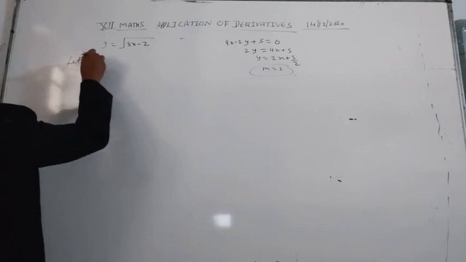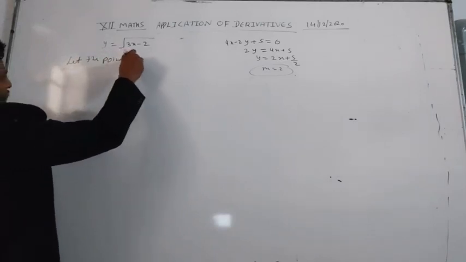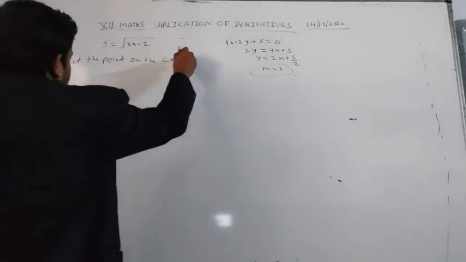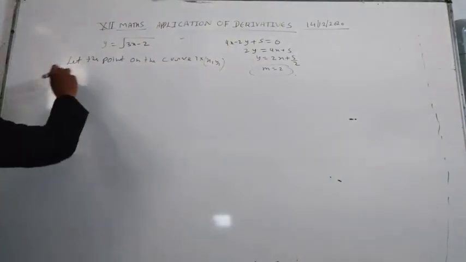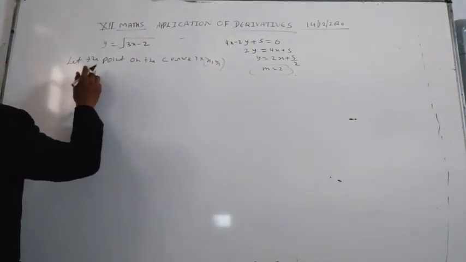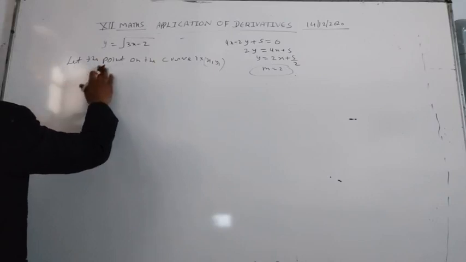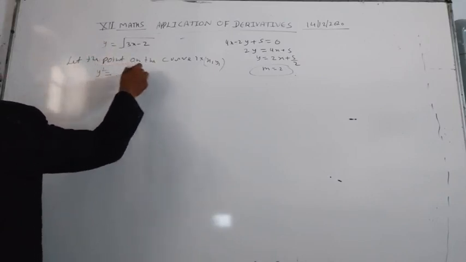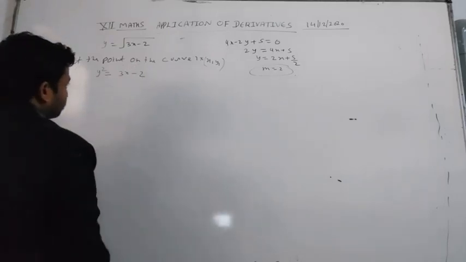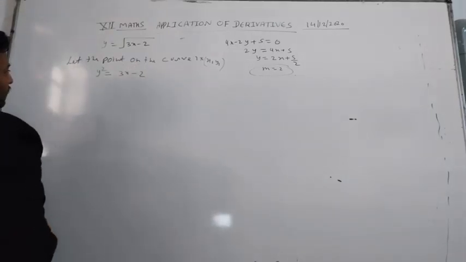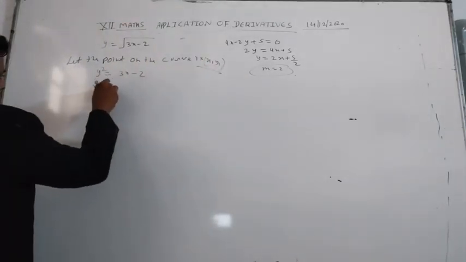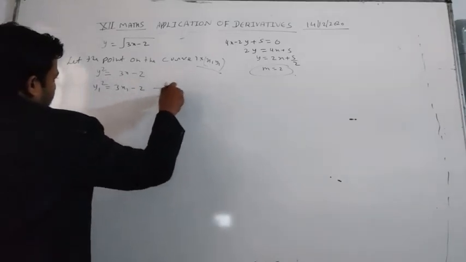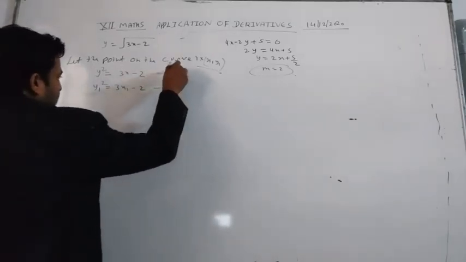Okay, so let the point on the curve be x1 y1. Our y is, squaring this, y square is 3x minus 2. Now this point satisfies the equation, so we can write y1 square is 3x1 minus 2. This is equation number 2, and this is number 1.